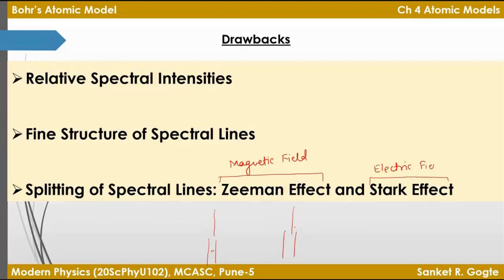This effect is observed very clearly with a magnetic field. The Stark effect is weak to observe. You need a very high electric field and high resolution. So these are some of the drawbacks of Bohr's atomic model. It is not without drawbacks.